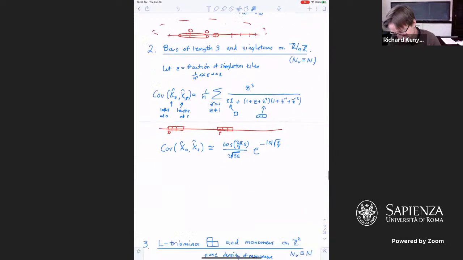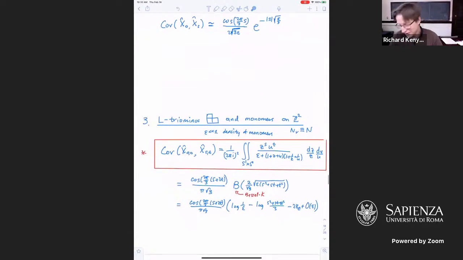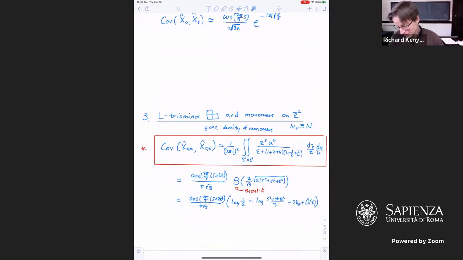Okay, let's go on. Let's move up a dimension here. Now I'm going to tile Z2 or maybe some torus, and my tile is just going to be a copy of this L triomino, and I'm not going to allow any rotations. Just face up, this orientation of triomino, this L shape. But I'm also going to allow a small density, like before, of monomers, so one by one tiles.